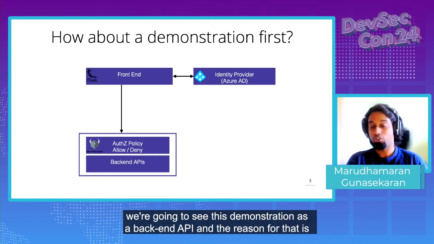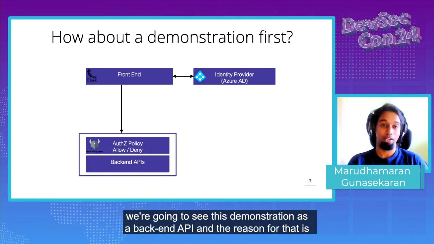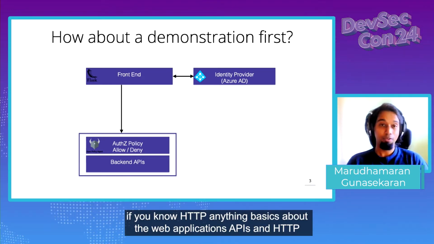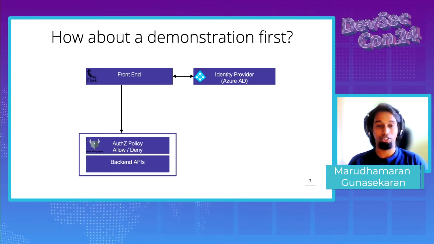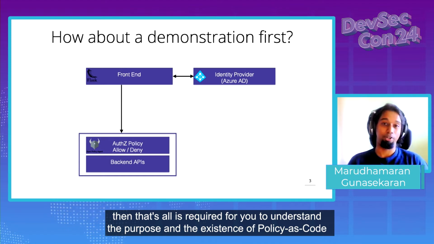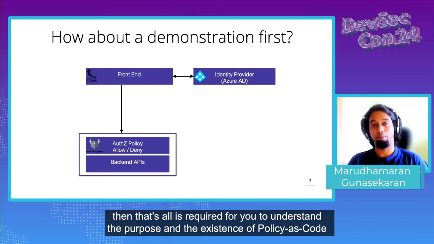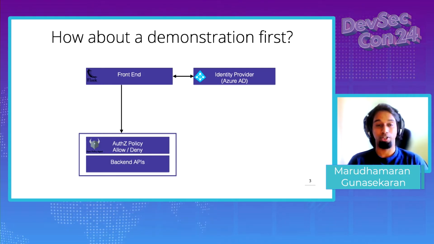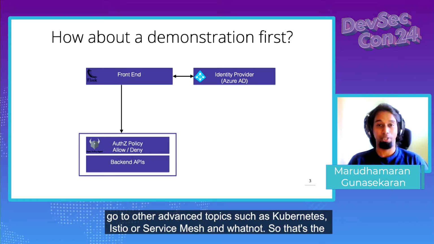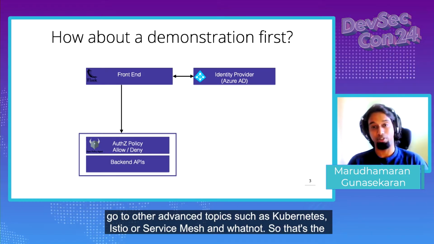Now, we're going to see this demonstration as a backend API. The reason for that is if you know HTTP, anything basic about web applications, APIs, and HTTP, then that's all that is required for you to understand the purpose and the existence of policy as code through Open Policy Agent. When we understand the very basics, then we can switch gears and go to other advanced topics such as Kubernetes, Istio, service mesh, and whatnot.